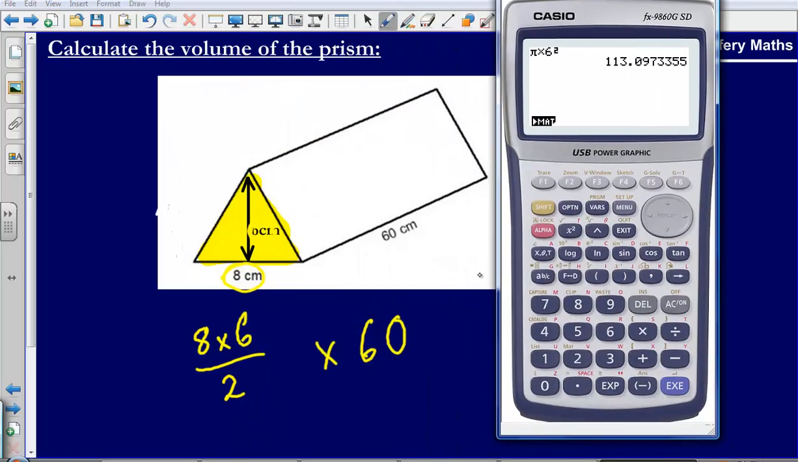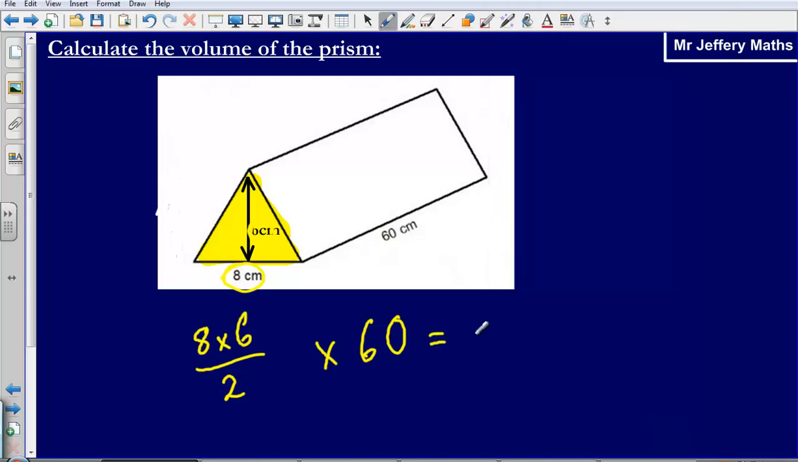So working out the area first, I'm going to do 8 times 6 divided by 2, then multiplying it by the length of the prism, so times by 60, and that's going to give me 1,440. So 1,440. We're dealing with a volume, so that's going to be centimetres cubed.